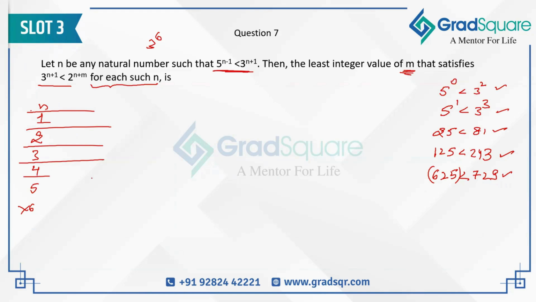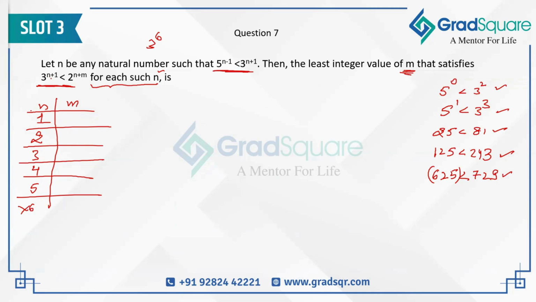Now you have to look at the value of m in such a way that it satisfies this equation for each of the values of n. Now understand this. Let me look at one extreme and look at the values of m that satisfy. I'm looking at 1 also and I'm looking at 5 also. Let me look at both the values.